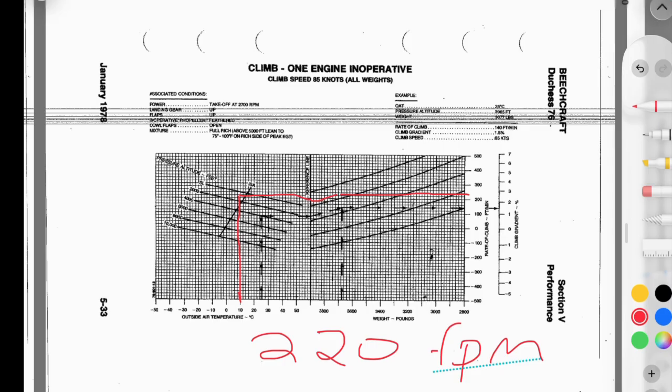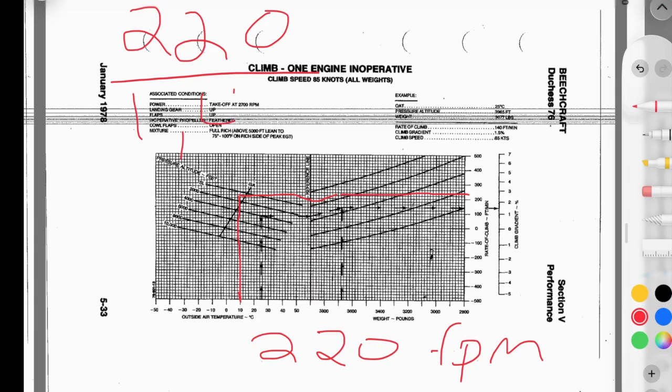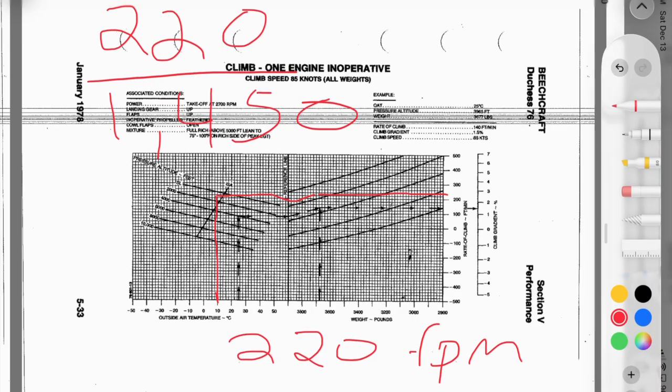So while we do have a 220 feet per minute climb per the book, in real life, we may not have that. We need to understand now, when we lose an engine, we don't lose half our performance. We lose half our thrust, but we don't lose half our performance. With 1 engine inoperative, our climb performance is 220 feet per minute. With both engines operative, it's 1,450. So if we take 220 and divide that by 1,450, we lose about 85% of our performance when we have an engine failure. So we may lose half our thrust, but we really lose about 85% of our performance with that engine failure.